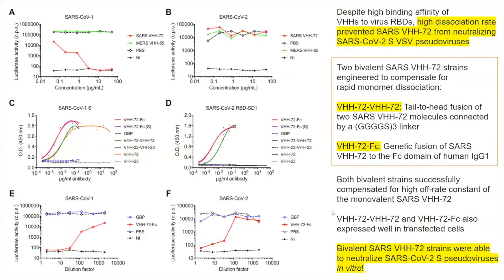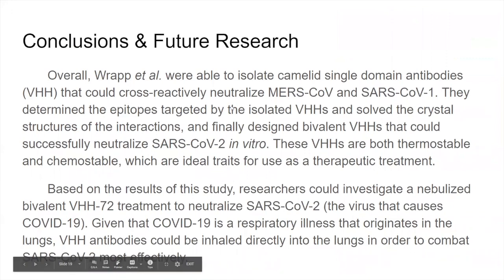And also, the bivalent ones could express pretty well in transfected cells, and moreover, they were successfully able to neutralize these SARS-CoV-2 pseudoviruses in vitro. So overall, I just wanted to go over what the researchers did in this experiment. They isolated the single-domain antibodies from llamas, these VHHs, and they could cross-reactively neutralize both MERS-CoV and SARS-CoV-1. So the researchers figured out the epitopes targeted by these VHHs, and they solved the binding interactions by solving the crystal structures. And then they eventually designed bivalent VHHs that could neutralize SARS-CoV-2 in vitro.